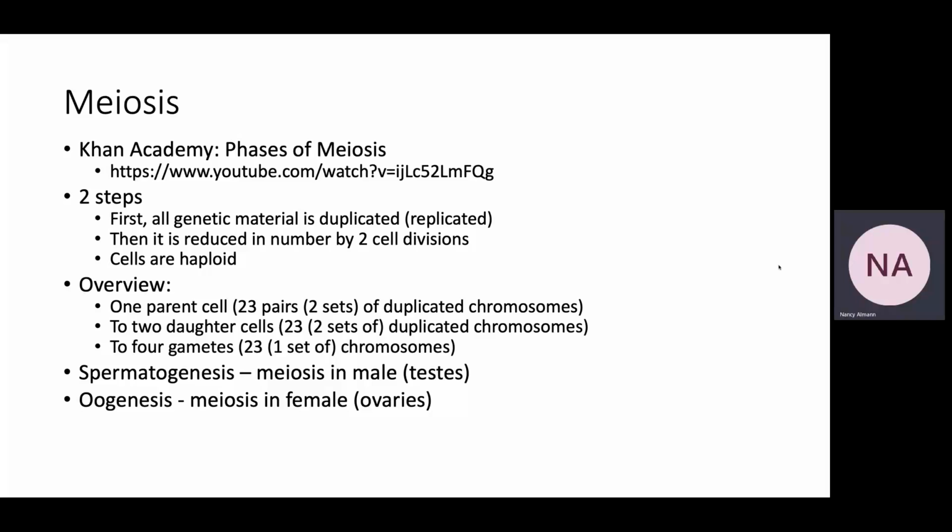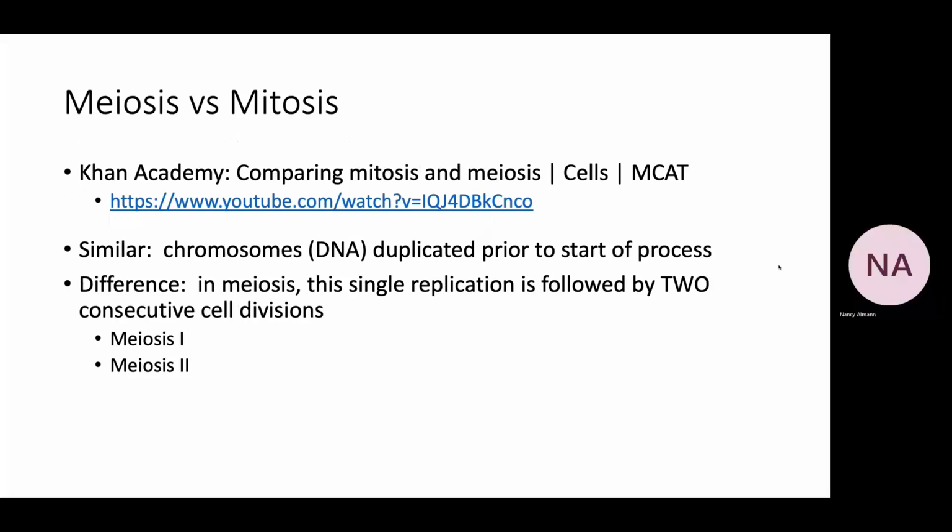In spermatogenesis, which is meiosis in the male, it happens in the testes, and oogenesis, which is meiosis in the female, occurs in the ovaries. That's a great little video, which has a comparison of meiosis and mitosis. You're required to know that, so check that out.